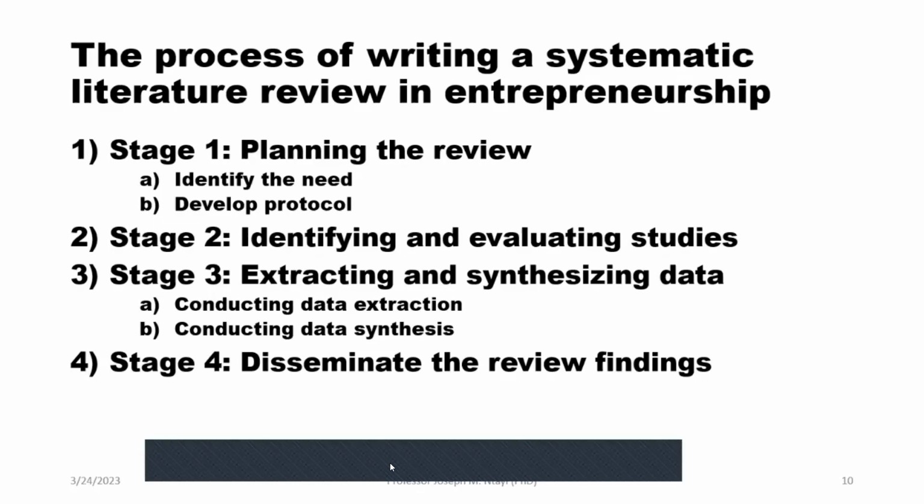Once you've worked around stage 1, you've planned your review, you have identified the need for the review, and you have very clear-cut objectives or research questions, then you develop a protocol, right? And the protocol will help you achieve a number of things. First of all, you'll be able to search, right? You'll be able to pick as many journal articles as possible. The issues of quality in terms of the journals obtained and reviewed will be catered for, plus a number of other things.